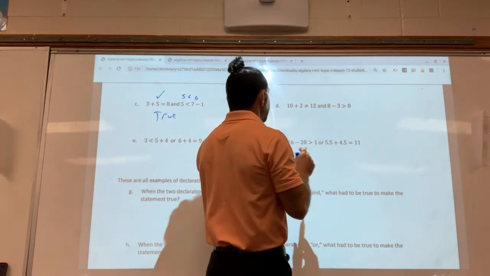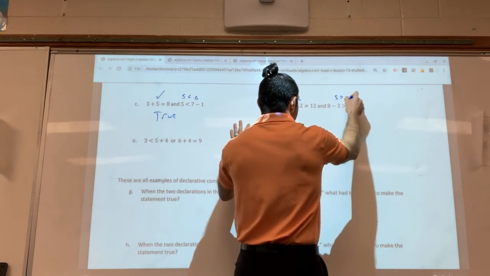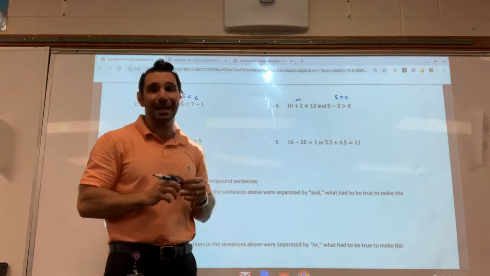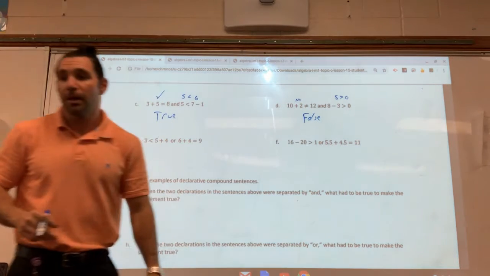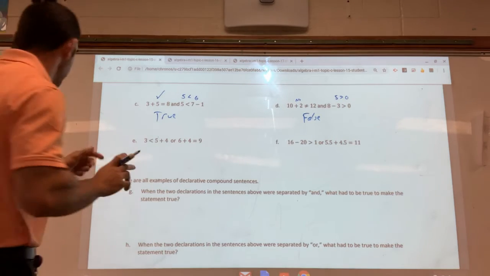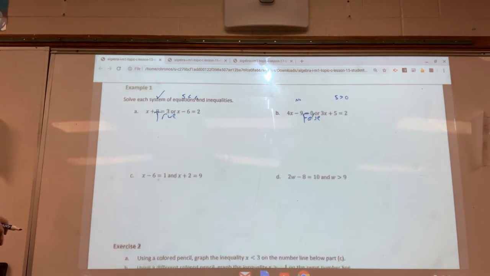10 plus 2 does not equal 12. Well, that's a no. 8 minus 3 is 5. 5 is greater than 0. So one of those is true. In this case, because it's "and," this is absolutely false, because 12 has to equal 12. Like that, it just doesn't make sense. Okay? So that's how we're doing this together. "And," both have to be true, or "or," only one has to be true.